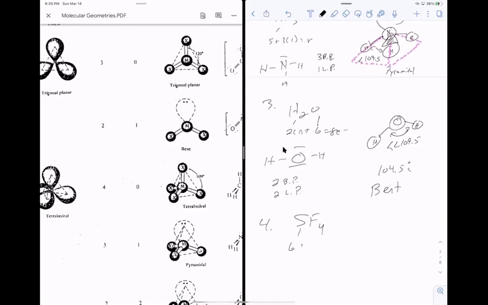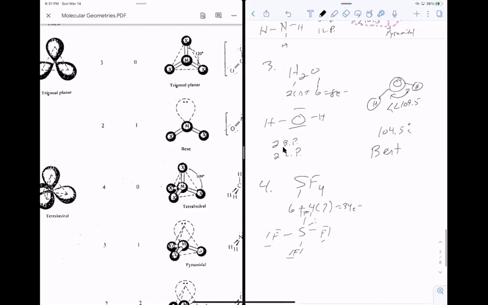Okay, number 4 is SF4. When I look at this, it's 6 plus 4 times 7. And so 6 plus 28 is 34 electrons. And so I have my SF4. That's 32 electrons. I add the 2 to the central atom, even if doing so creates more than an octet. What does that give me? Well, 4 bonded pairs and 1 lone pair.